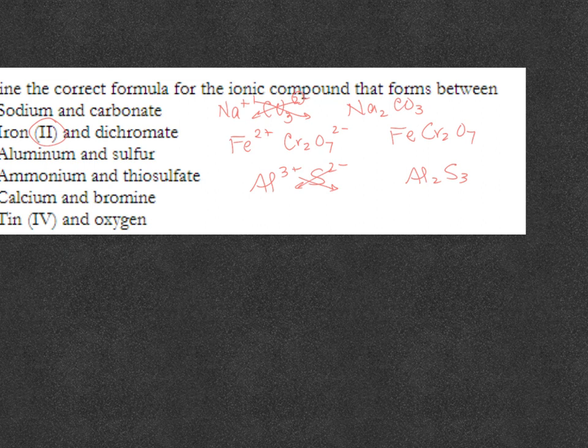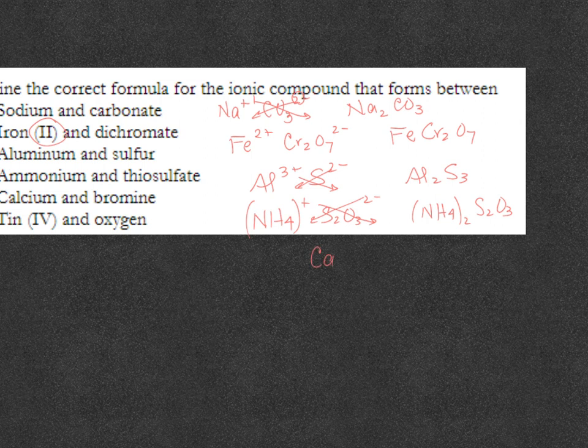Ammonium and thiosulfate. Ammonium is the only polyatomic that you're going to be working with. Ammonium is NH4 with a +1 charge. Thiosulfate is S2O3, and that has a -2 charge. The 2 comes down, the 1 comes down, so I need 2 NH4s. Therefore, I need to put that in parentheses, and I only need 1 thiosulfate.